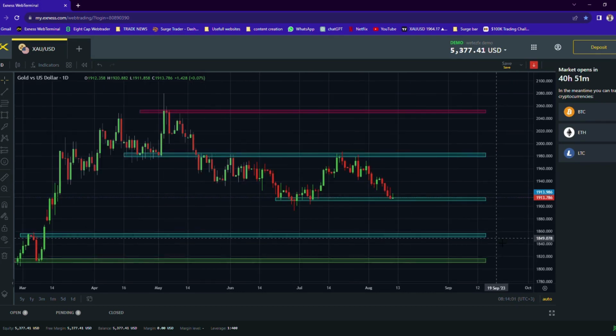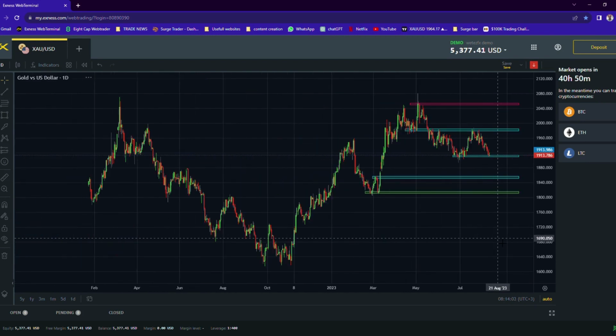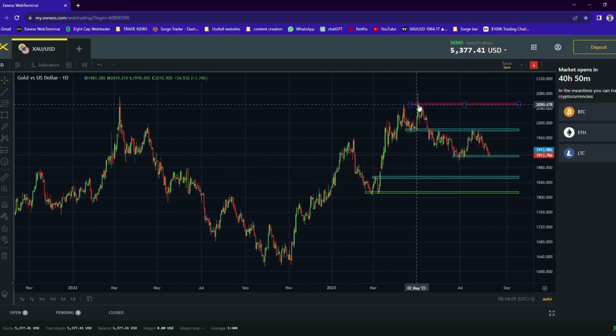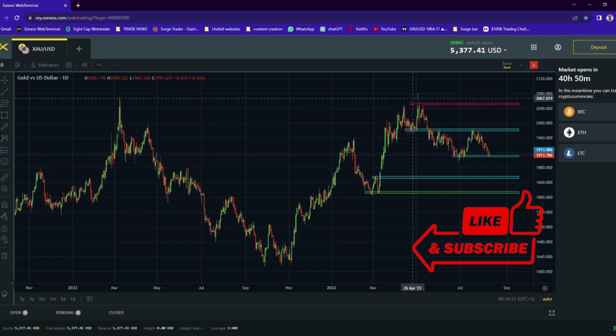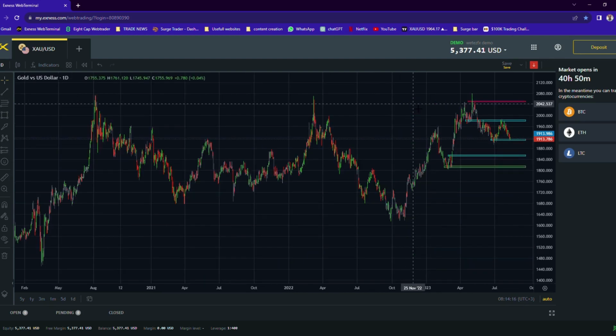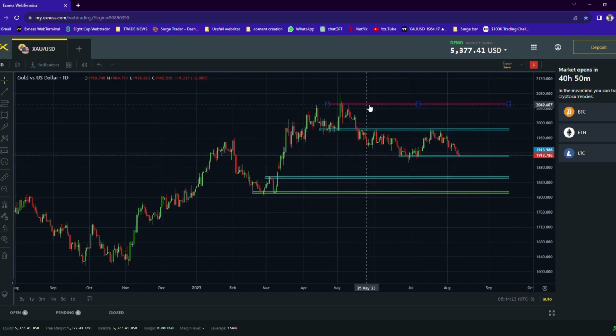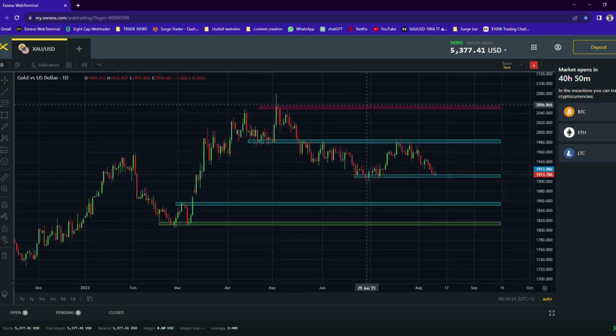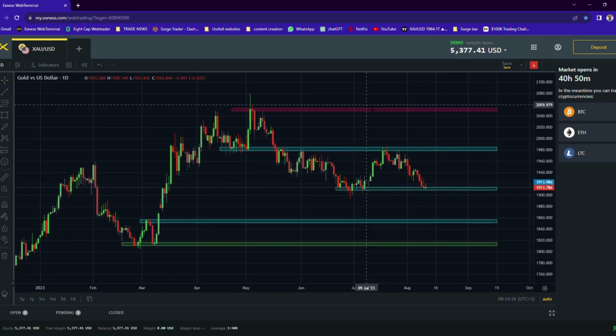Before, we saw gold reach the major resistance of 2070, the major resistance right there. As we can see on the 1 day chart, this was a very huge resistance, 2080. This resistance was respected, and gold started pulling back to the downward side, as you can see right here.